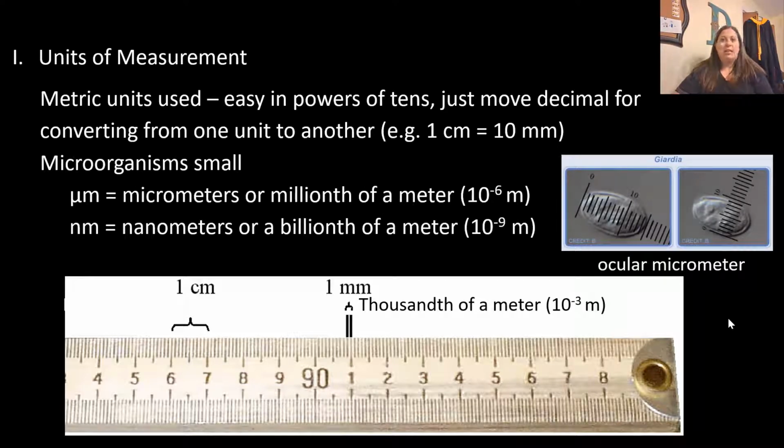Microorganisms, though, guys, are very small. We can't even use 1 centimeter or 1 millimeter when we're talking about these. We have to go even smaller. So we may use micrometers, which are a millionth of a meter, or 10 to the negative 6. Or we may even use nanometers, which is a billionth of a meter, or 10 to the negative 9. When we're measuring microorganisms, a lot of times we have to use an ocular type of measurement instead of just using a normal ruler.